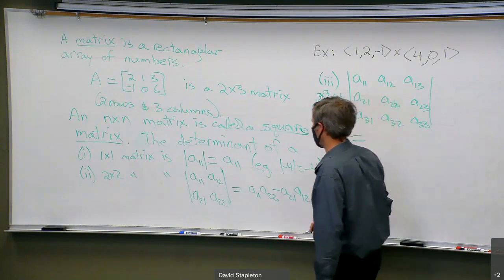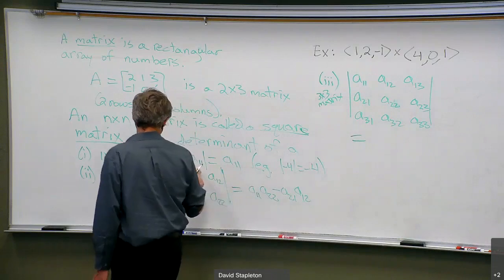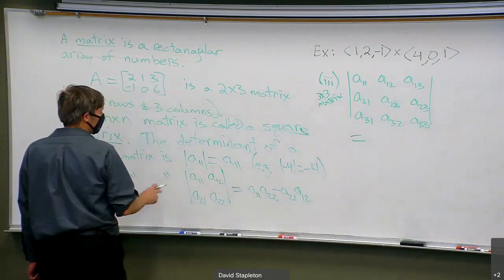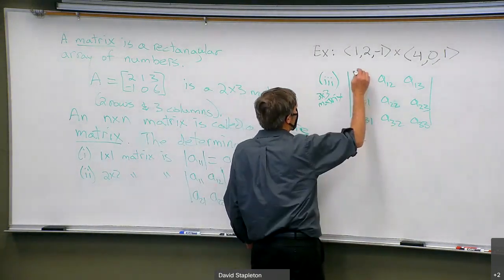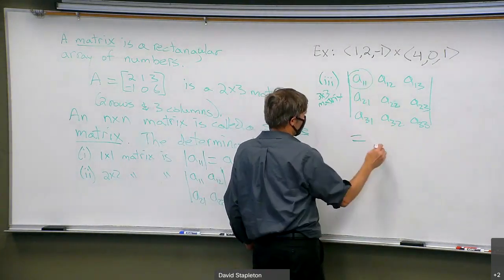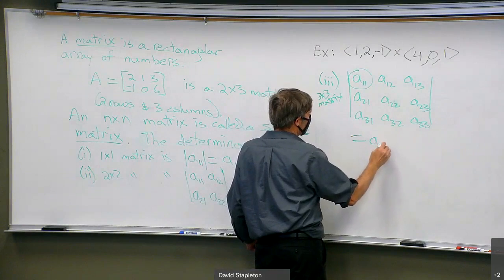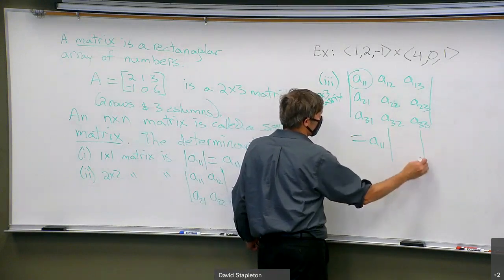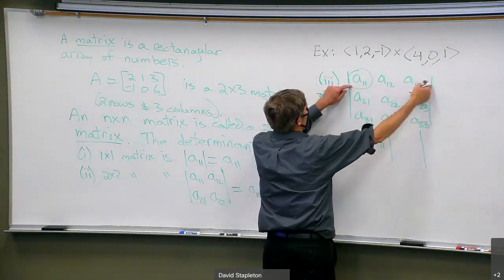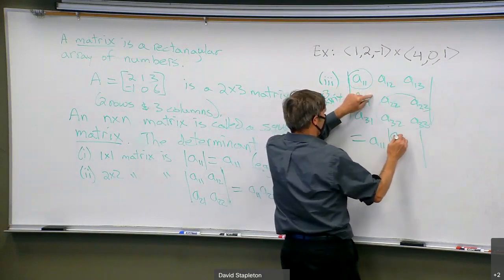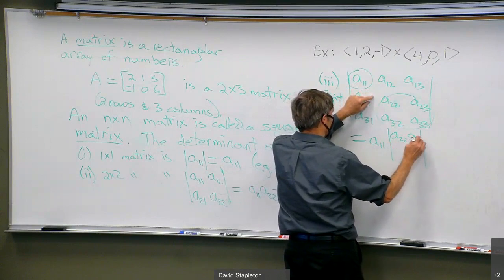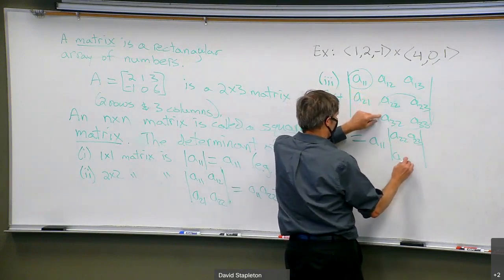Oh, and I should put notation. There's another notation for this too. I guess I'll put it in a moment. You take the element in the first row, first column, and you multiply it by the 2 by 2 determinant gotten by wiping out its row and column. This part: A22, A23, A32, A33.